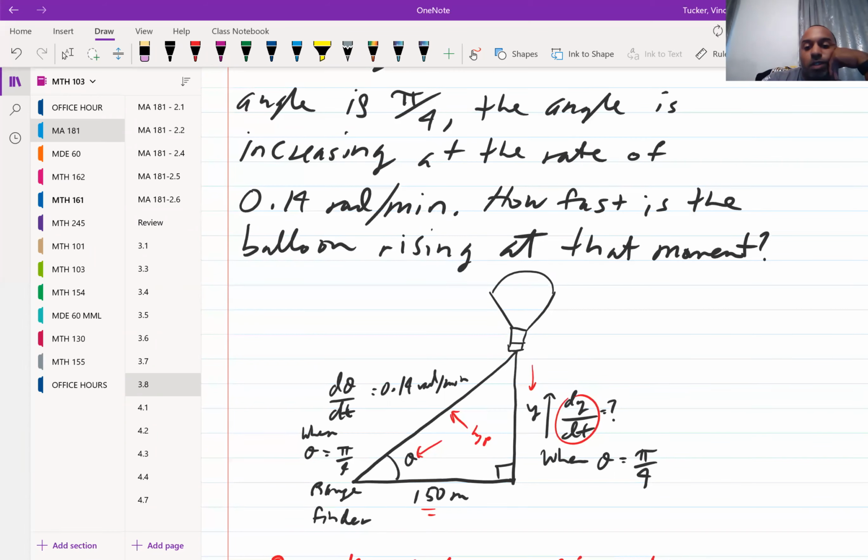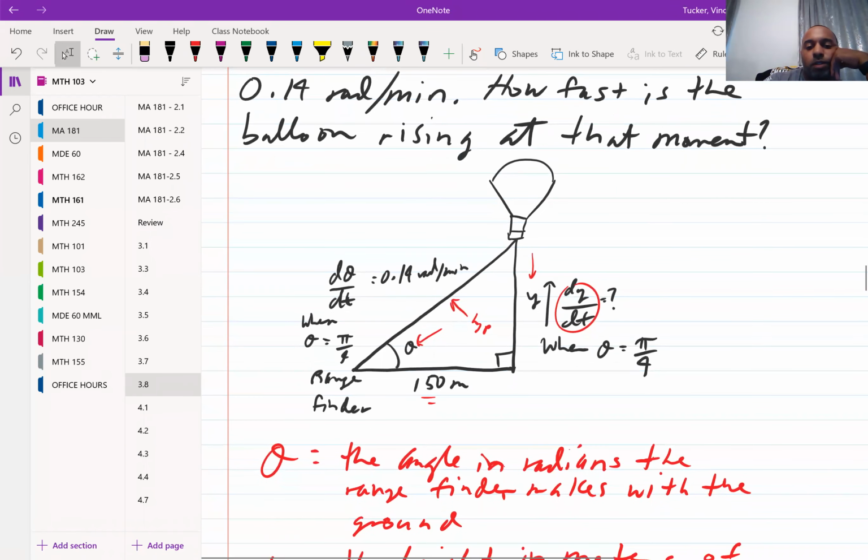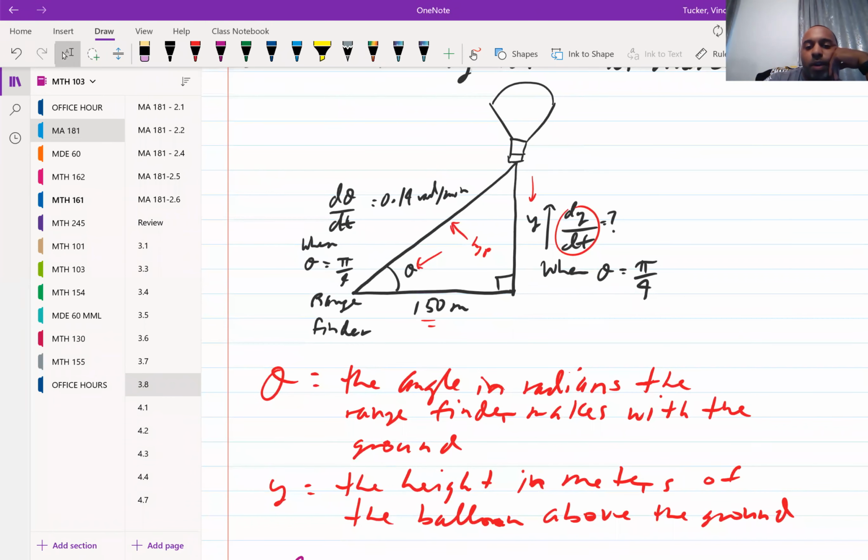All right. So scrolling up. So theta is the angle in radians that the rangefinder makes with the ground. So, looking up. So you're talking about looking up at the balloon. The height in meters of the balloon above the ground is going to be y.